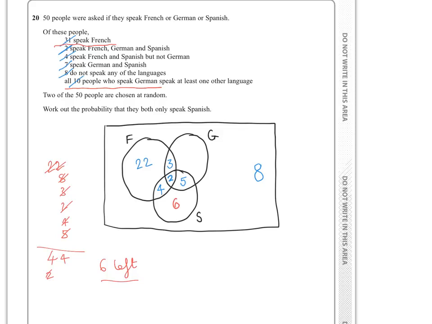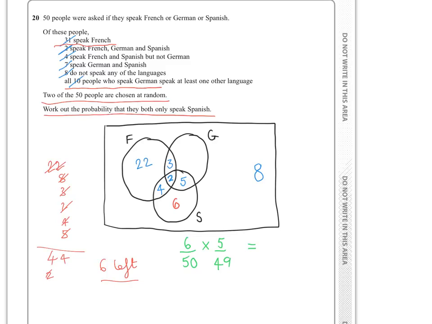So that leads us on to work out the question now, which is 2 of the 50 people are chosen at random. Work out the probability that they both only speak Spanish. So from the diagram, only speaking Spanish, the first person, the probability would be 6 out of the 50 people. And then for the second person, well, 1 has already been chosen, so that would remain 5 Spanish people left out of a total of 49 people to choose from.